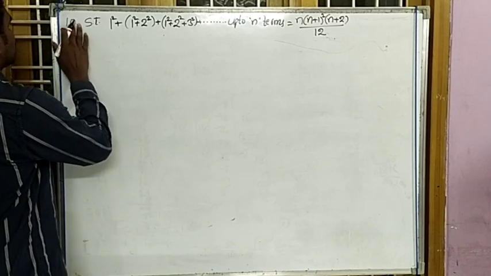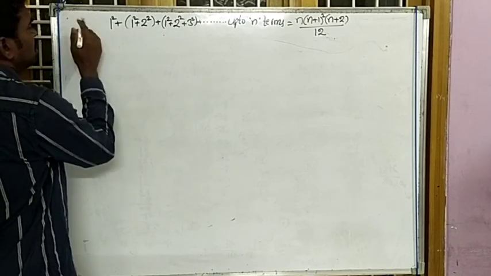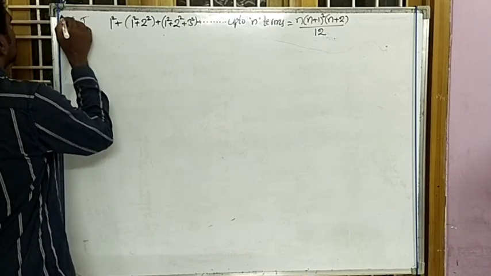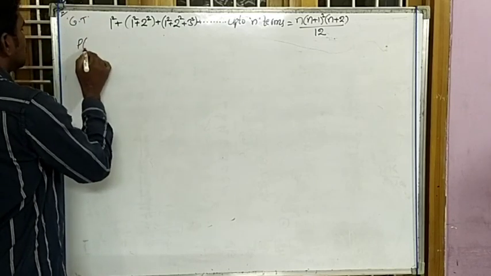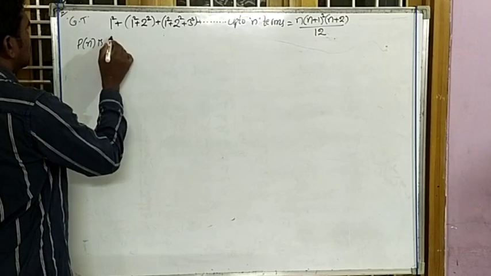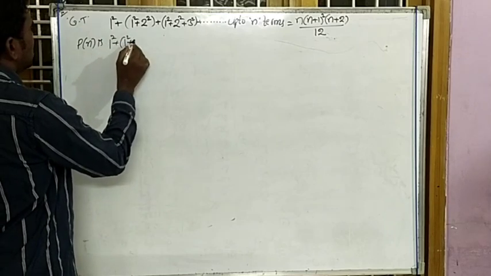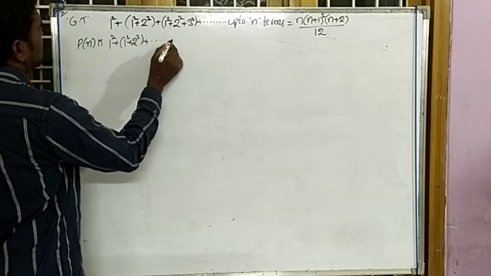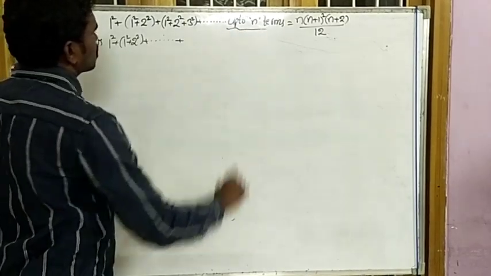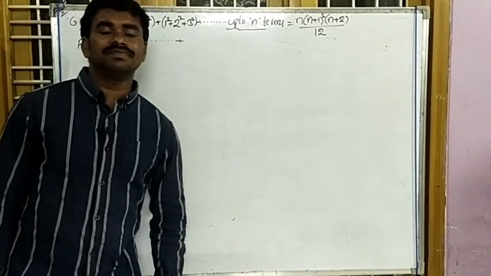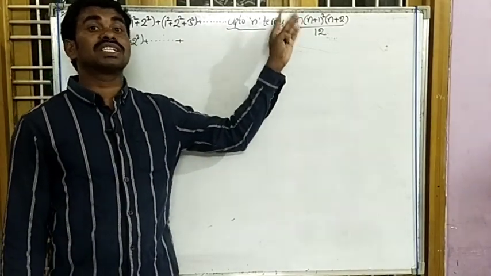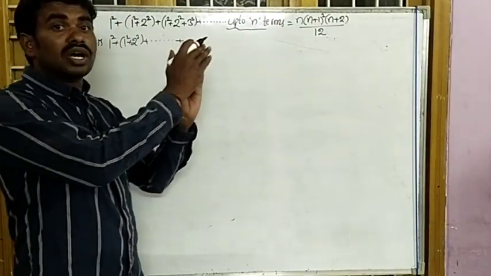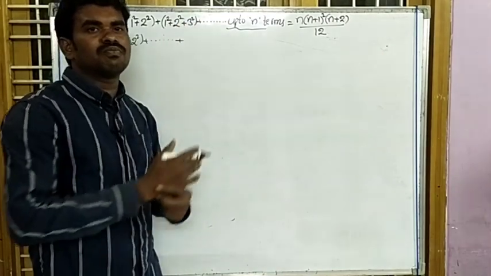Okay, solution. So I'm removing the question. Given that, this is the statement, taken as P of n, that is 1 square plus (1 square plus 2 square) plus so on up to n terms. What will be the nth term? Yes, very good. 1 square plus 2 square plus 3 square so on plus n square. So those are the sum of squares of the first n numbers.